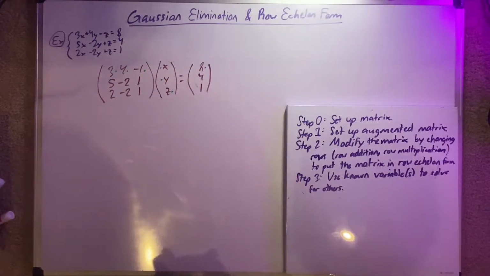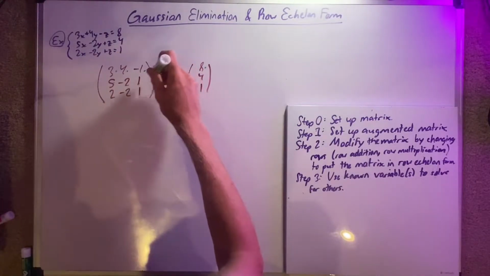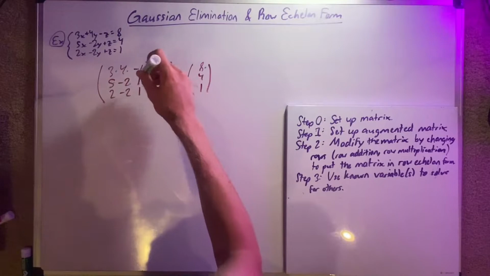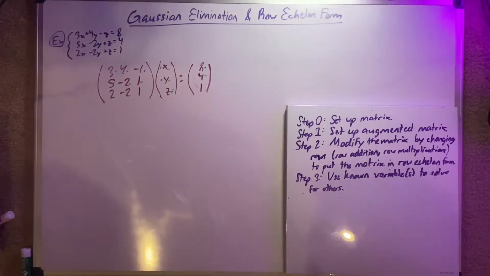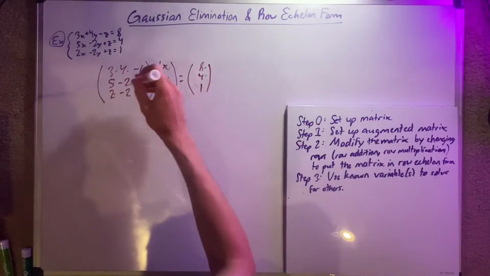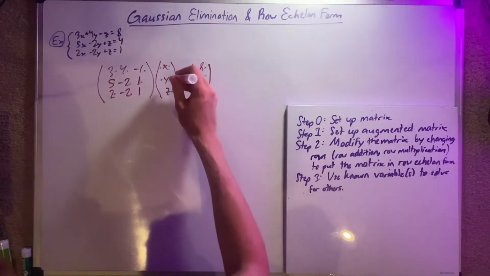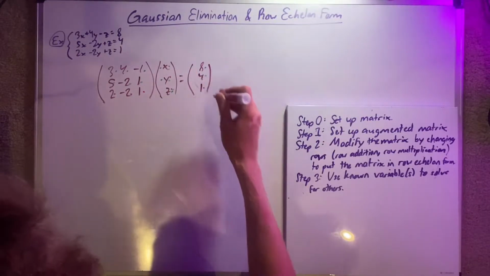And then you could also go 5 times x minus 2 times y plus z is equal to 4, and then you would keep going down the road for the final one, 2x minus 2y plus z is equal to 1.